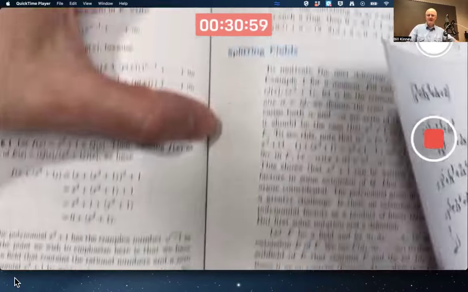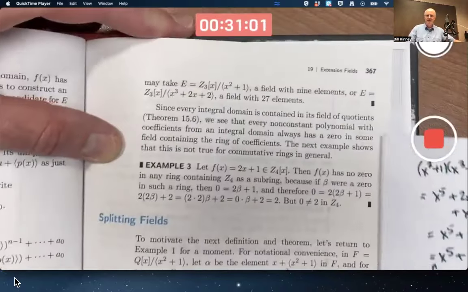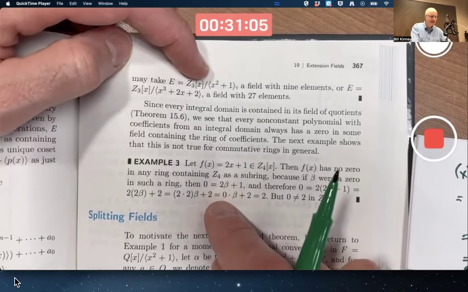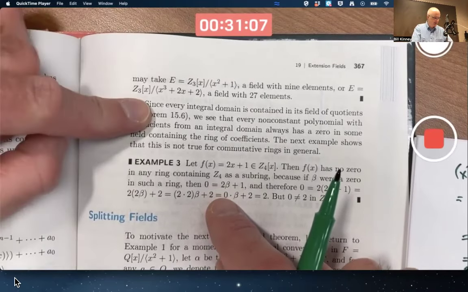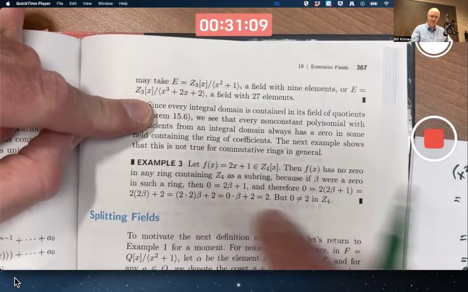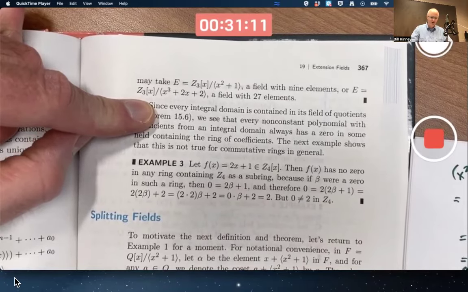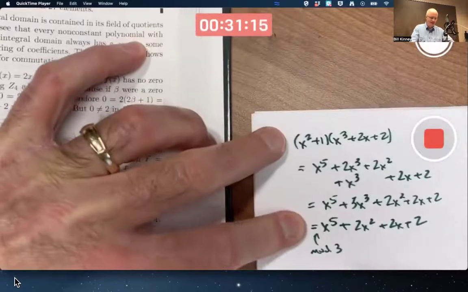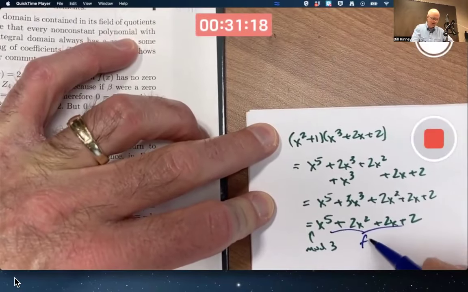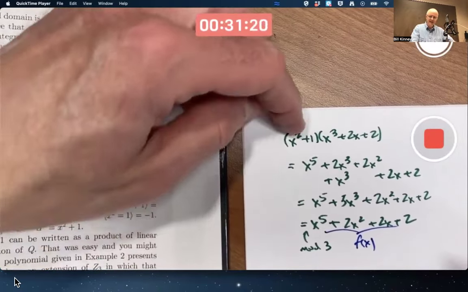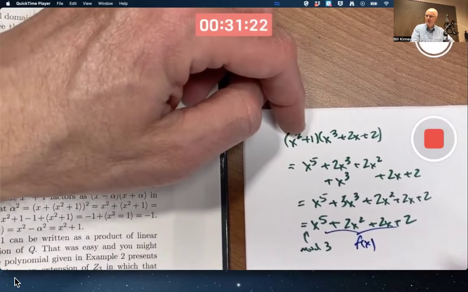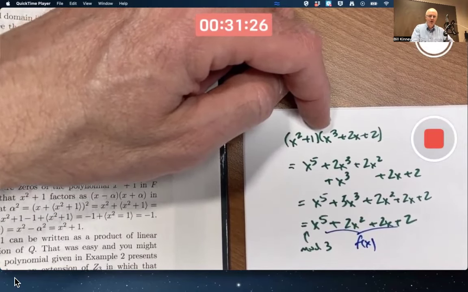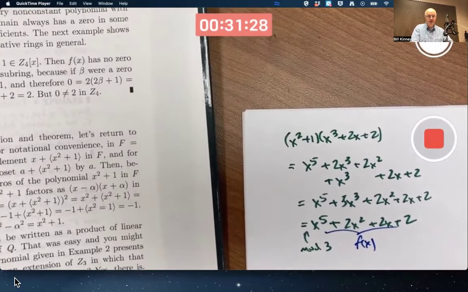What does the book say works? Actually, the book gives you 2 examples that work. You could take E to be this factor ring or this factor ring. What in the world do they do there? Well, remember the polynomial, this is the f of x here. It's got this factorization. One factor is x squared plus 1. The other factor is x cubed plus 2x plus 2. Both of those are irreducible over Z3.